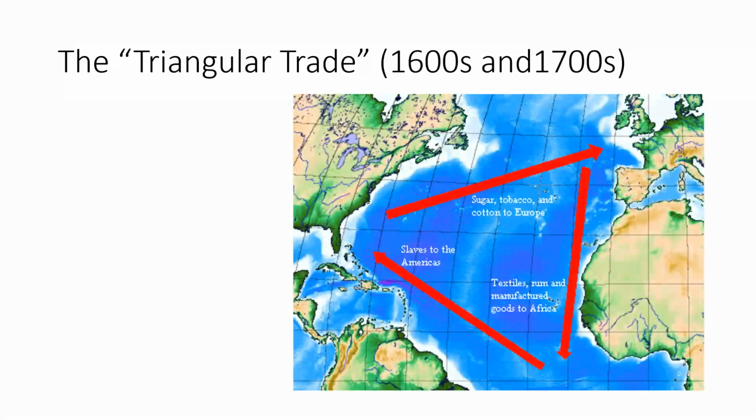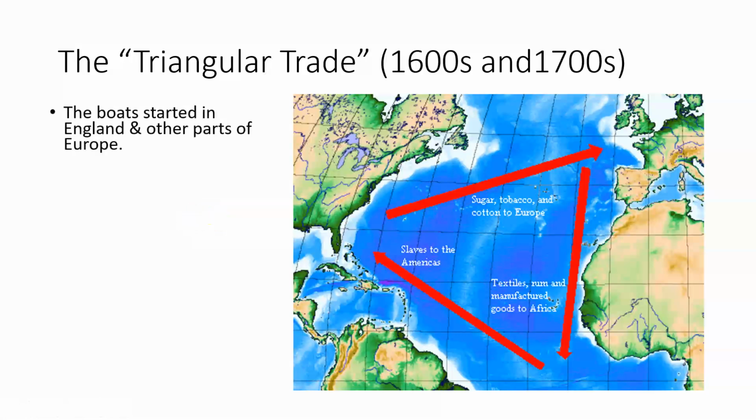The Triangular Trade, 1600s and 1700s. Do you recognize this map? This map shows the Atlantic Ocean. It shows Europe. This is England right here. Down here, this is Africa, South America, North America, and these are the Caribbean islands.